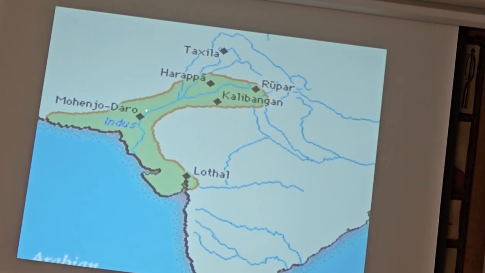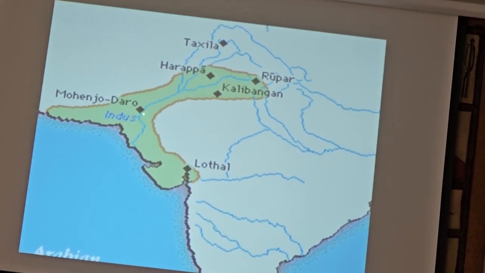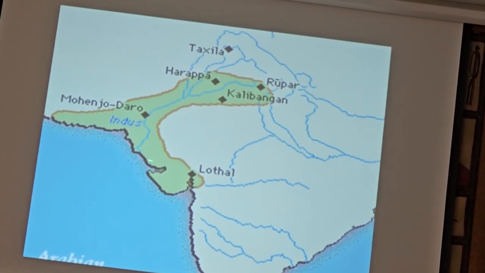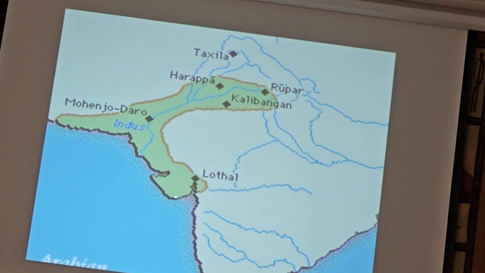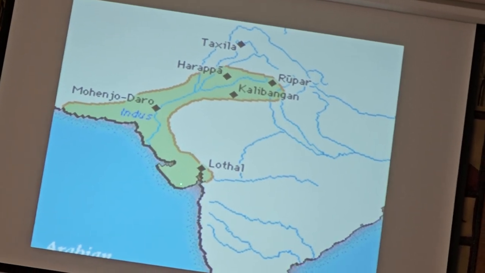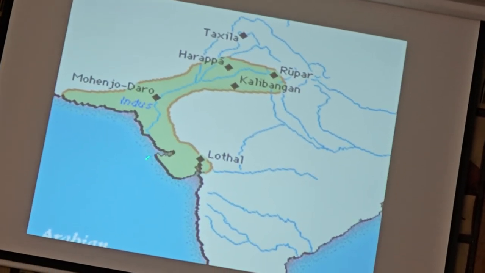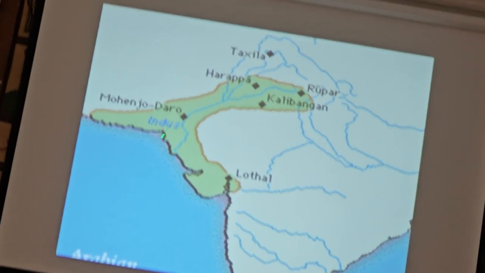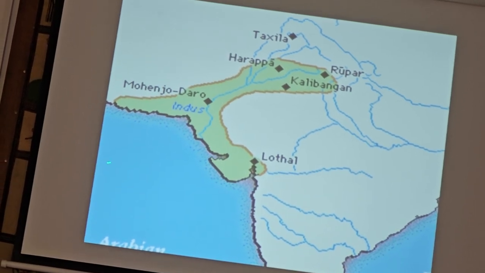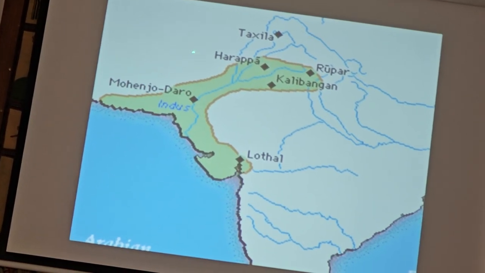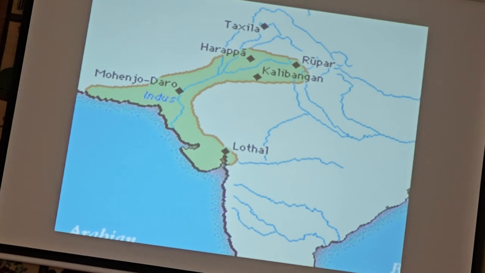It is almost 1 million square kilometers, and it enjoyed a large coastal area as well. And the coastal area is important because in ancient times the people used to trade through these routes in addition to the land routes.